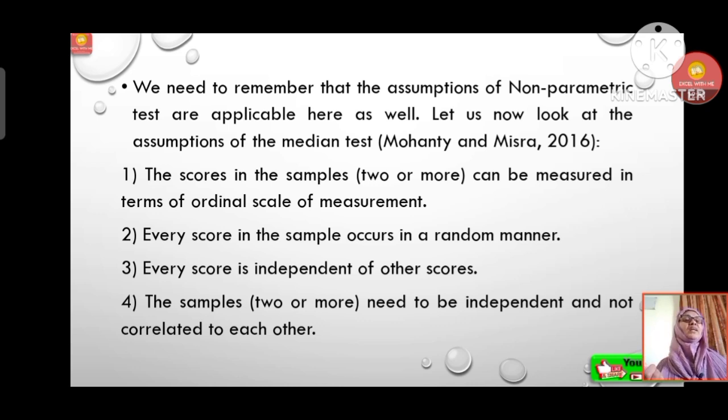Let us now look at the assumptions of the median test. Number 1, the scores in the two or more samples can be measured in terms of an ordinal scale of measurement. 2, every score in the sample occurs in a random manner. 3, every score is independent of other scores. 4, the two or more samples need to be independent and not correlated to each other.